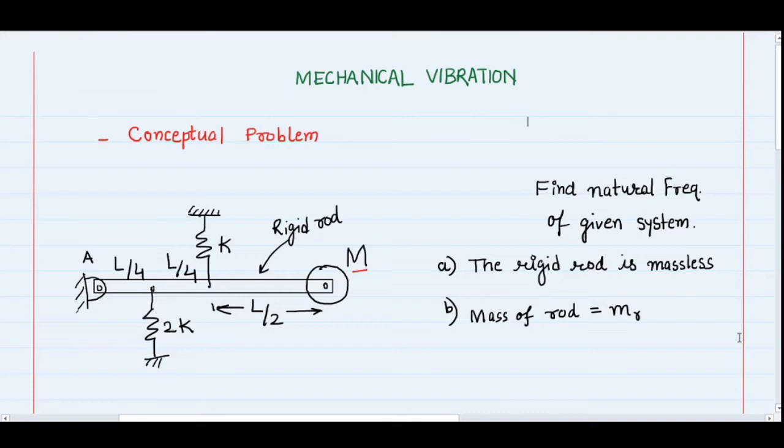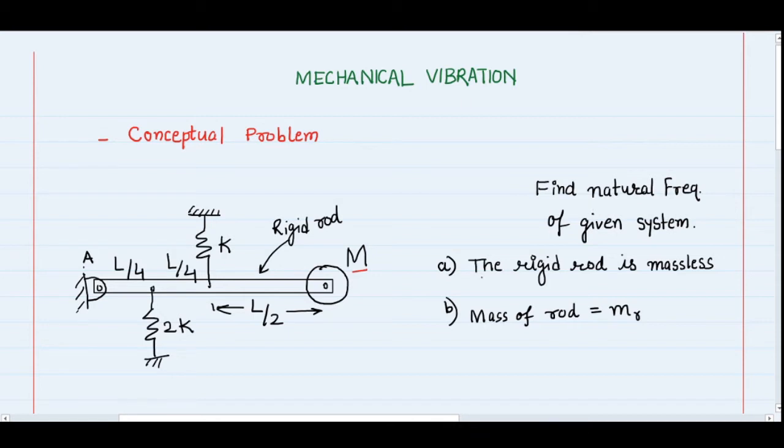Hello everyone, welcome again to the conceptual problem session of mechanical vibration. Today we will solve this problem where we have a rod with a pin joint at point A, a tip mass capital M connected with two springs of magnitude K and 2K, and we have to find the natural frequency of the system for two conditions.